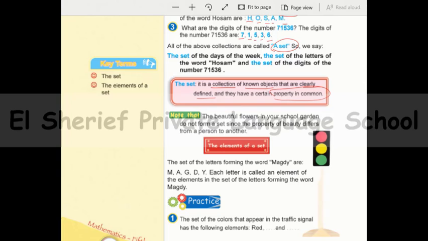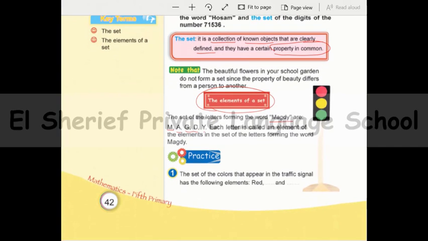The second topic: the element of a set. What is the meaning of an element of a set? For example, for Magdi, the set of letters forming the word Magdi are M-A-G-D-Y. Each one is called an element. All of them are called the elements of the set of letters forming the word Magdi.